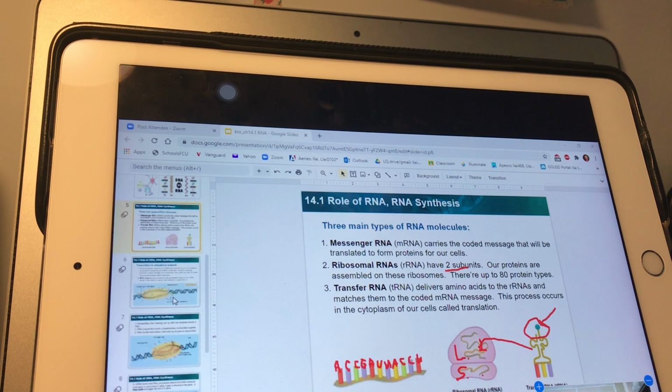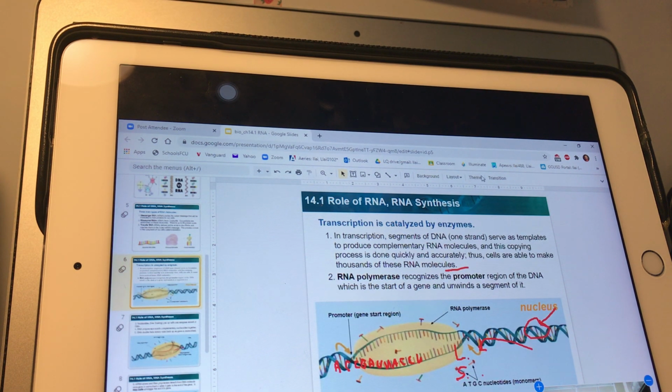Now, how does the process work? Let's put them all together. Transcription is catalyzed by an enzyme. Catalyze means to carry out. That's what it means. So here is your DNA, guys. Here's your DNA, in blue.